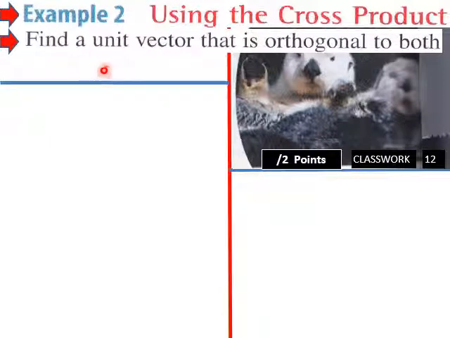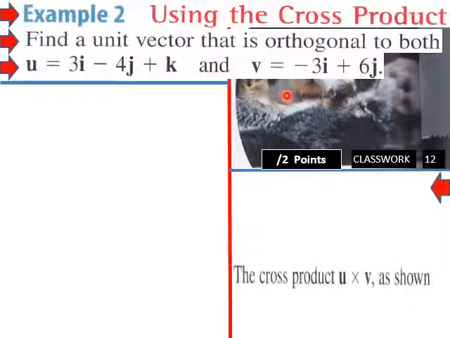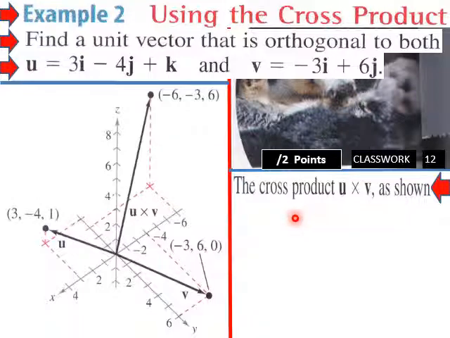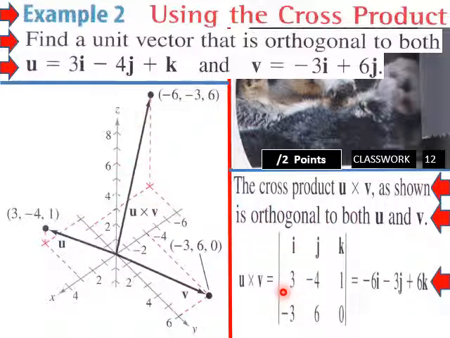Using the cross product, find a unit vector that is orthogonal to both u equals 3i minus 4j plus k and v equals negative 3i plus 6j. So the cross product u times v, as shown, is orthogonal to both u and v. So this is the orthogonality here to both u and v. This is the analytical way.